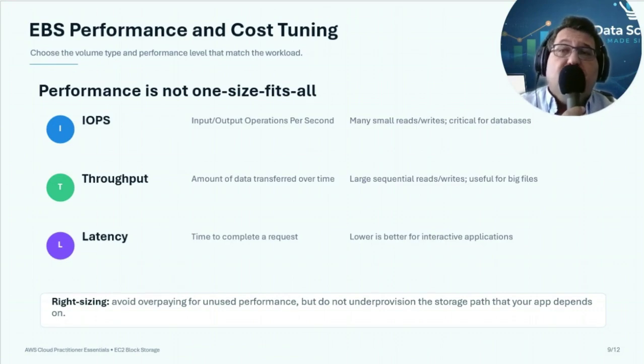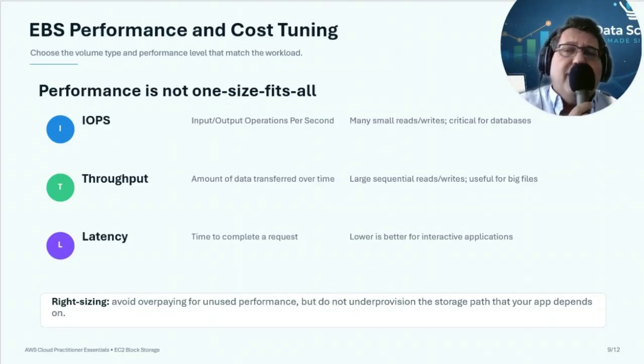The goal is to select the correct balance between performance, capacity, reliability, and cost. This is known as right sizing. Over-provisioning creates unnecessary expense. For example, paying for extremely high storage performance that the application never uses wastes money. Under-provisioning can be equally problematic if the EBS volume cannot support the required IOPS or throughput. The storage layer may become the bottleneck that slows down the entire application. Good cloud architecture does not mean always selecting the most powerful option. It means selecting the option that matches the actual workload.